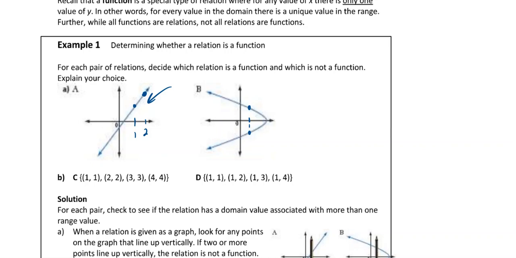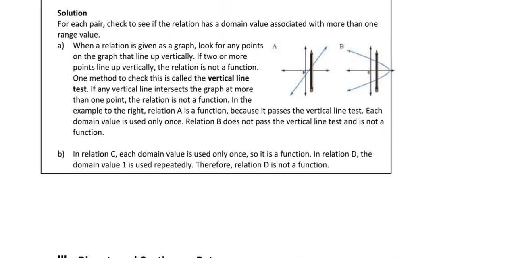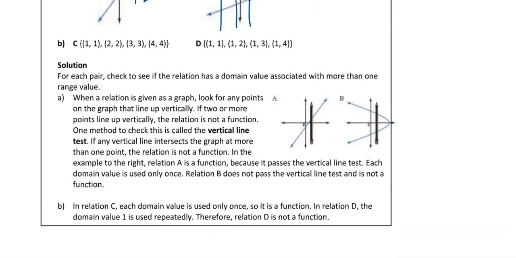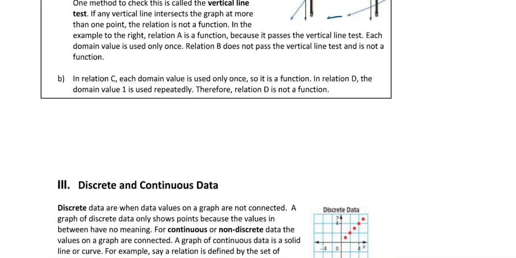So quite often, we'll do something called the vertical line test. If you end up drawing lines down this thing and it crosses in 2 places, then that's not a function. Okay, so let's move on. That's kind of what we had going on there with the vertical line test.